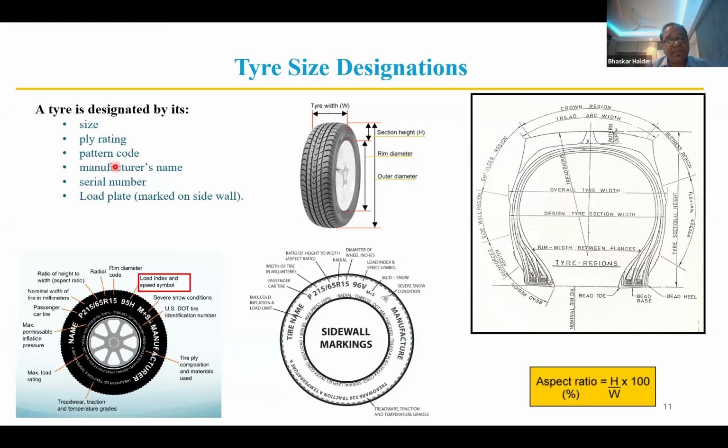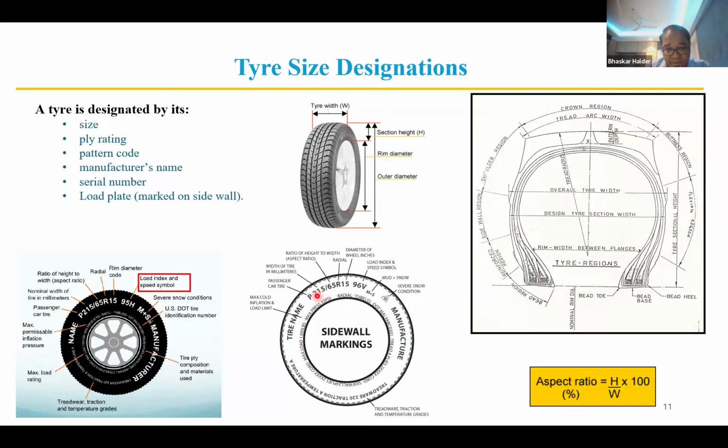There is some pattern code. If you see, there are different types of pattern codes. The manufacturer gives some pattern name. Then there is the manufacturer's name, whether the tire is made by X company or Y company. So the company name is there. And another unique thing is the serial number. Every tire has its own unique serial number, because of the back trace of the tire if any failure happens in the market. So this is the basic designation of a tire.